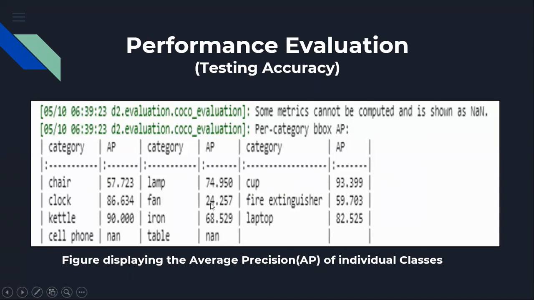For all the other objects, I think the number of images used to train the data was greater than 100. It was somewhere around 100 to 110 images for every class. But for fan, it's just around 24 or 25 images. So as a follow-up exercise, you can include more data on any of the objects and see if the accuracy increases.